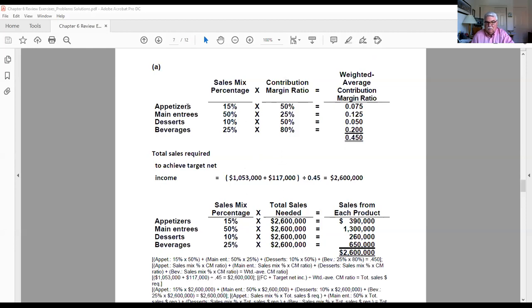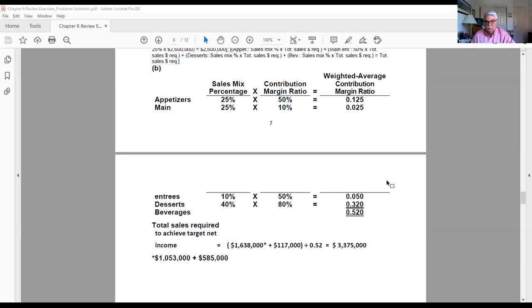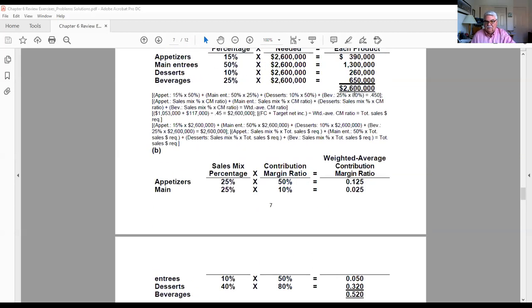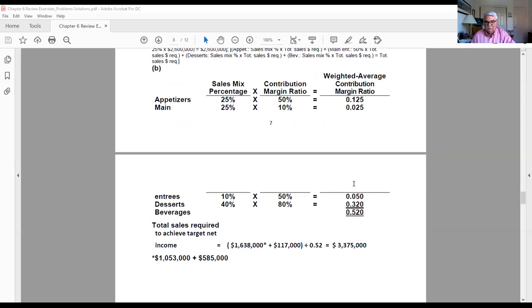Percentage sales mix, what part of the business this incorporates, what's the ratio of contribution, variable cost to selling price, the weighted times your goals of knowing what your total fixed costs are and what type of profit you're going to make, you can determine how many sales you can make. 2.6 million, 3.375.